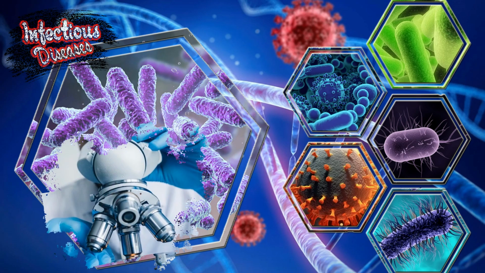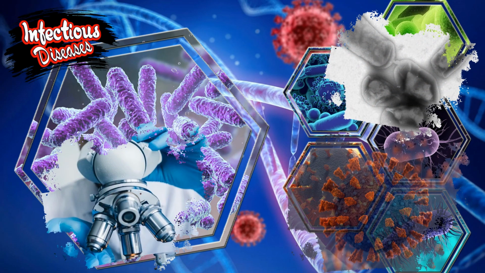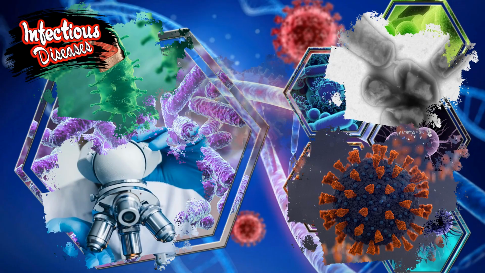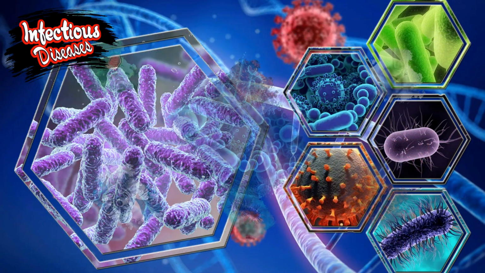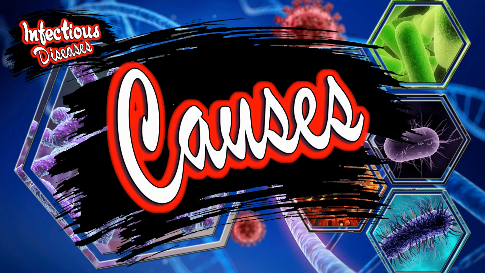But what causes infectious diseases and how do they spread? And most importantly, how can we prevent them? Causes. As we mentioned earlier, infectious diseases are caused by pathogens, which can enter our bodies through various means, such as contaminated food, water, or respiratory droplets. In some cases, diseases can also be transmitted through vectors like mosquitoes or ticks.